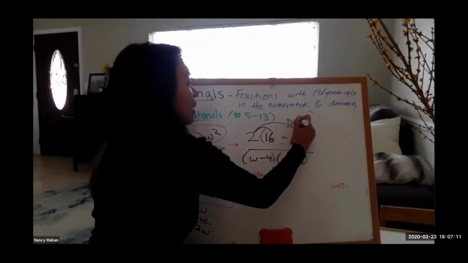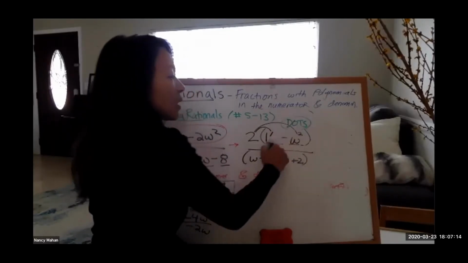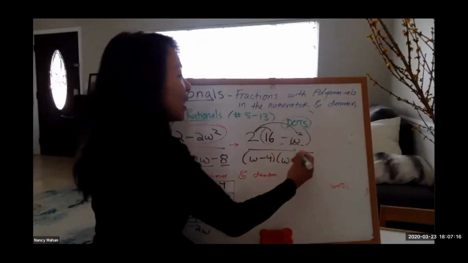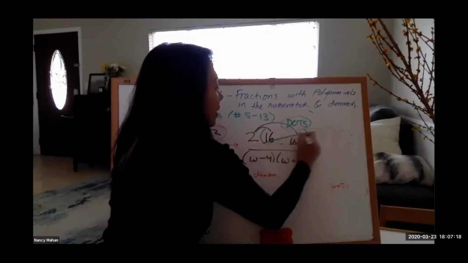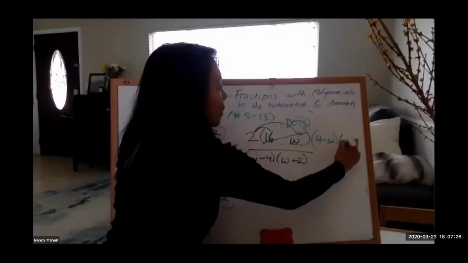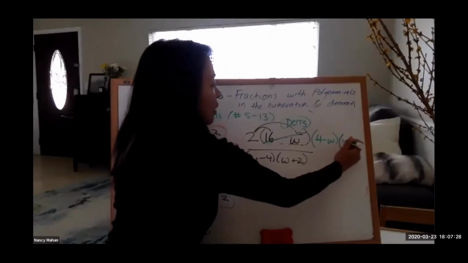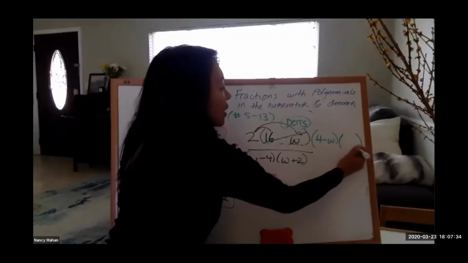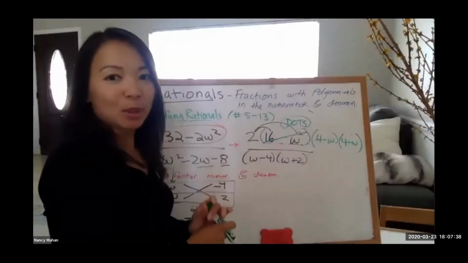So here, 16 minus w squared is going to become, anyone know what that's going to be? Difference of 2 squares, 4 minus... 4 minus w times... not 2, no, not 2. Again, 4 minus w times 4 plus w, right? Good job. 4 minus w times 4 plus w.